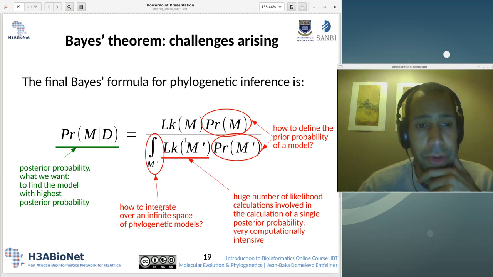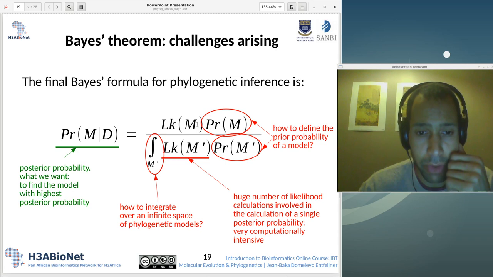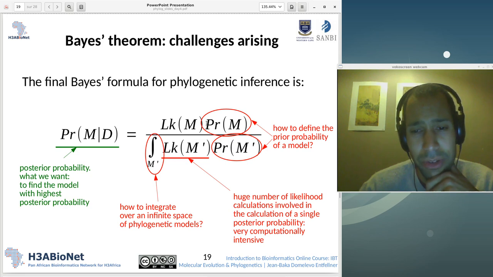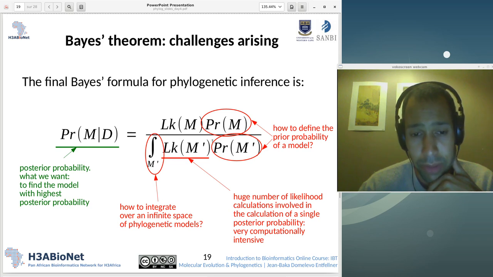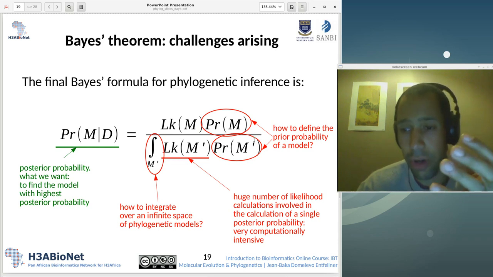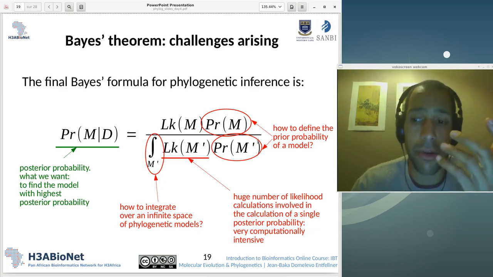So the final Bayes formula comes with its challenges. I highlighted these challenges here on this slide. So likelihood, okay, we know we have this good old Felsenstein pruning algorithm, so we are able to calculate likelihood. But now what's the probability of a model? A priori, the prior probability of a model, we have to evaluate this here. We also have to evaluate them here. So each phylogenetic tree should come with its prior probability. What's the probability a priori to get this model?